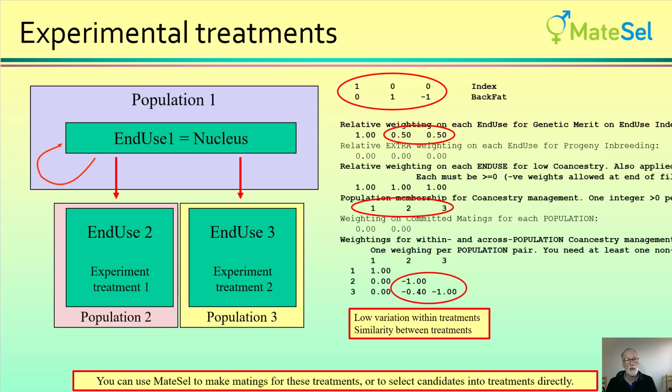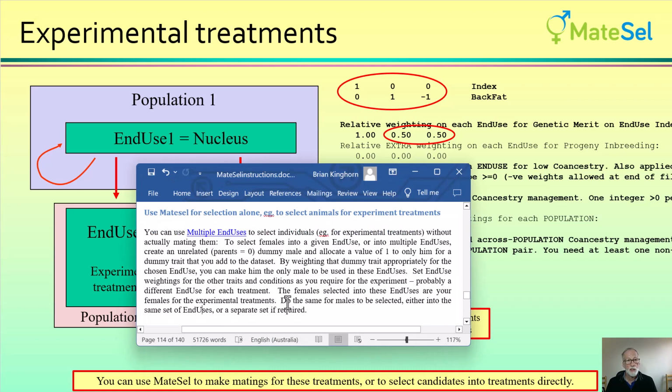So the last application I want to look at for use of multiple end uses is experimental treatments, or possibly some kind of special projects out of your breeding program. In this case, population 2 and population 3 are two experimental treatments, and if we apply multiple end uses here, you get mating recommendations. And that's appropriate if you're wanting to set this up to make matings to generate progeny that are going to be used for your experimental purposes. However, if you want to use multiple end uses to make selections directly into experiments, then there's a section in the manual that will help you to do that.